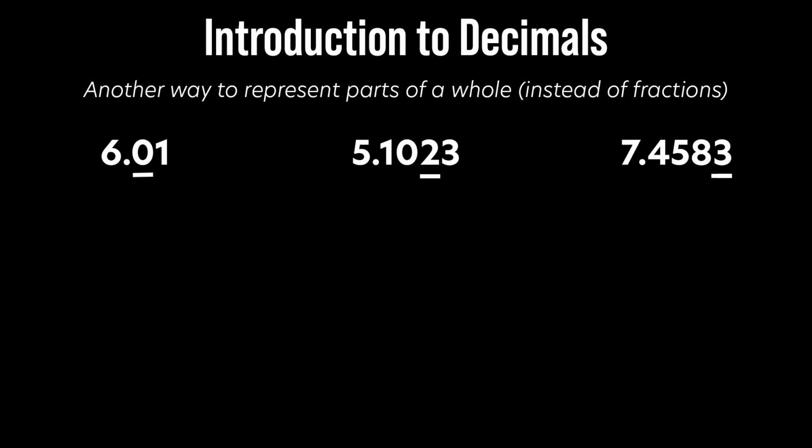Well, we know that for a number like 10, the 1 would be the tens place. And for a number like 100, the 1 in this case would be the hundreds. Now, decimals are always located after the whole number. So let's take 100 here.